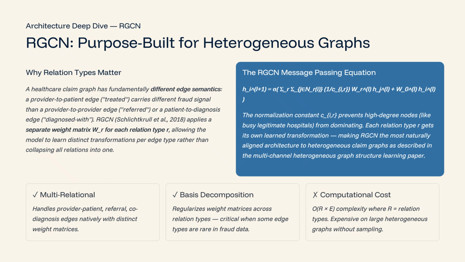So the failure mode here is the compute cost and data sparsity. On a large graph, it is expensive to train, in our benchmark versus our GraphSAGE benchmark, right? For edge types with fewer than 500 training samples, the weight matrices are undertrained. Novel fraud schemes can deliberately exploit RGCN's sparse relations blind spot.